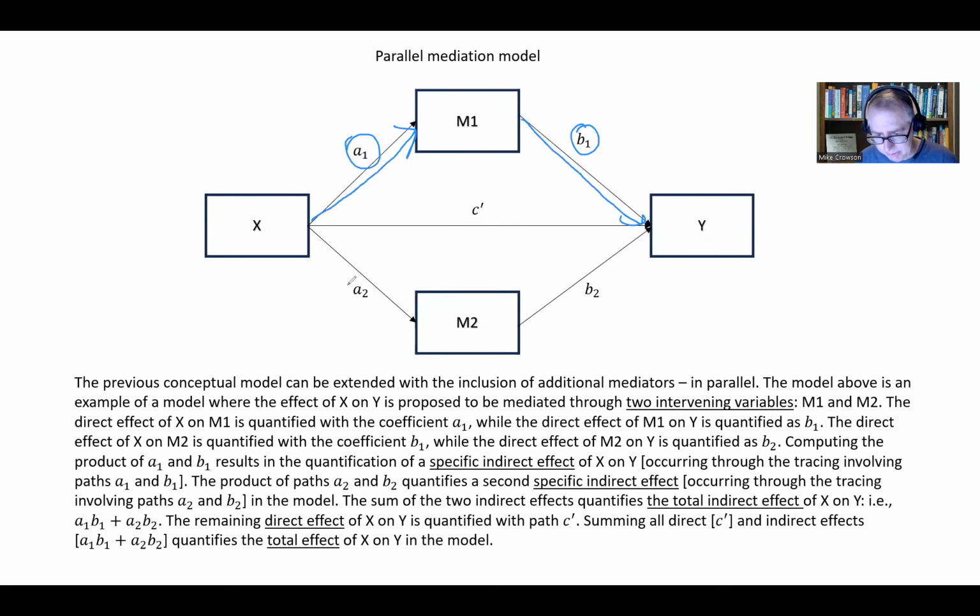Then if we compute the product of paths A2 and B2, which reflects the tracing from X to M2 and then M2 to Y, that renders a second specific indirect effect, conveying that the second mediator is transmitting variation from X to Y. So we have two specific indirect effects of X on Y. And then theoretically, if we sum those two specific indirect effects, what we end up with is a total indirect effect of X on Y.